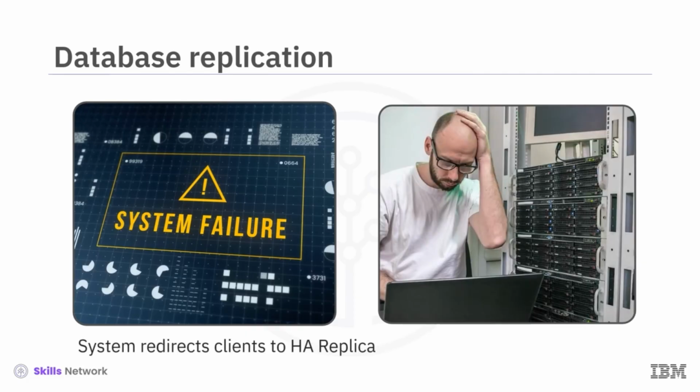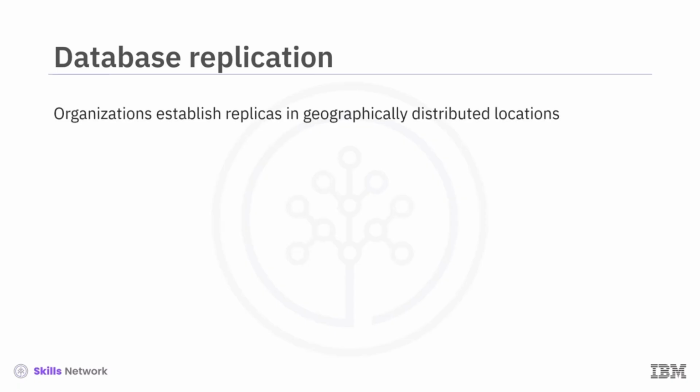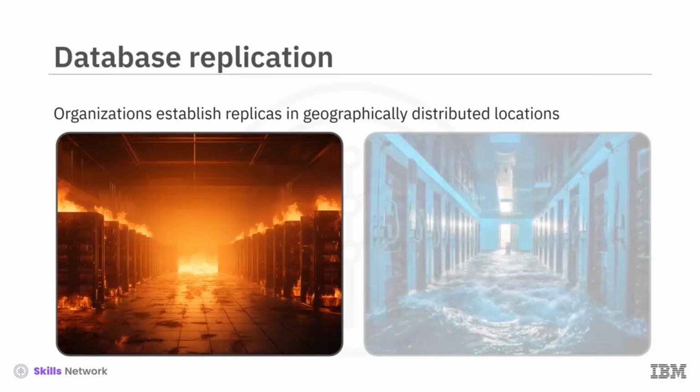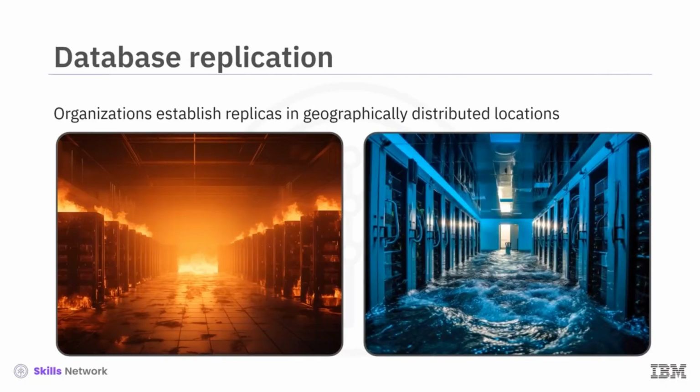replica. To mitigate broader disasters, organizations establish replicas in geographically distributed locations. This guarantees that during instances of complete data center outages, be it due to power loss, fire, earthquake, or flood, clients can be rerouted to disaster recovery replicas.